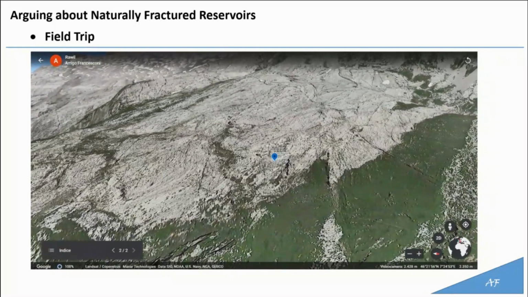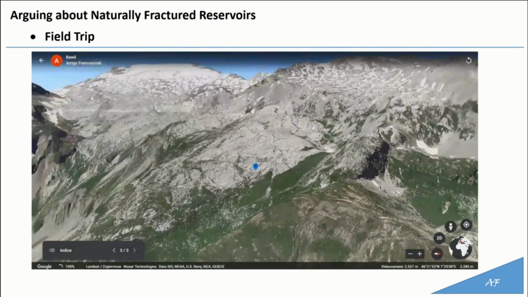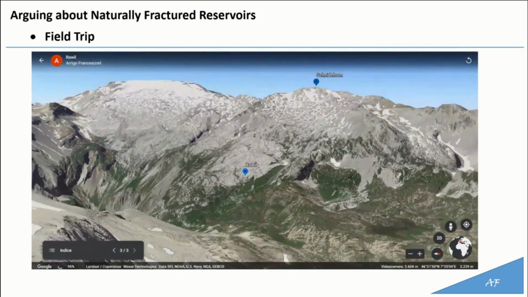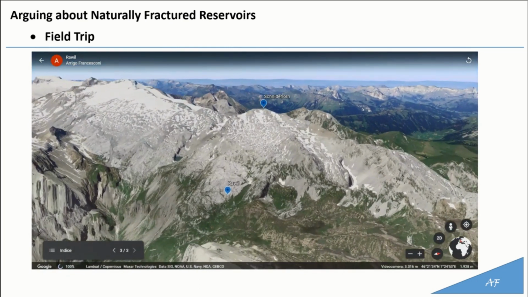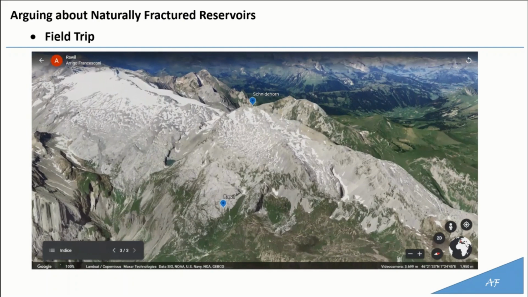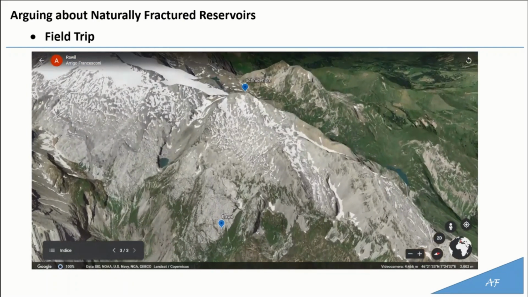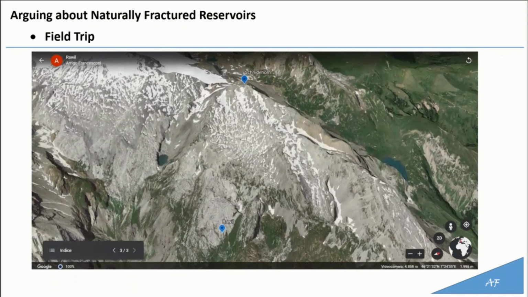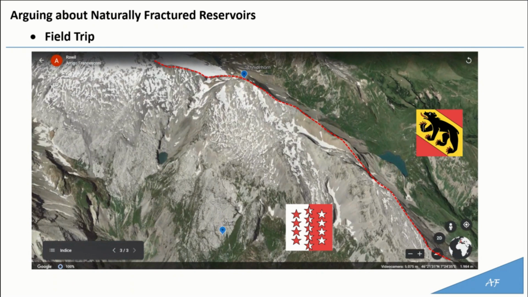In particular, the targets are the extended outcrops of carbonate rocks that are present in this zone. These outcrops are located in Switzerland along the southern flank of the Schneiderhorn Peak at an altitude ranging between 2,400 and 3,000 meters above the sea level, at the border between the canton of Valais and Bern.